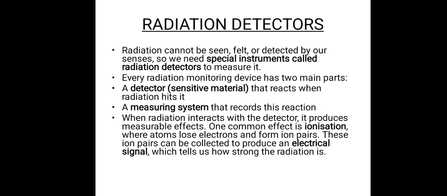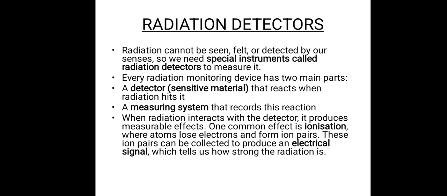Radiation cannot be seen, felt, or detected by our senses, so we need a special instrument called a radiation detector or measuring device. Every radiation monitoring device has two main parts: a detector, which is a sensitive material, and a measuring system that records the reaction. When radiation interacts with the detector, it produces measurable effects.